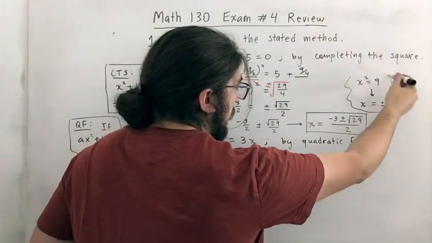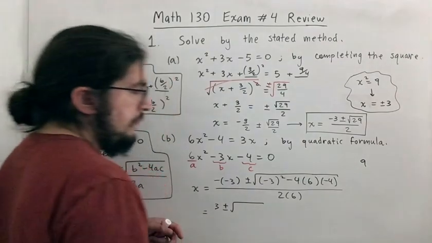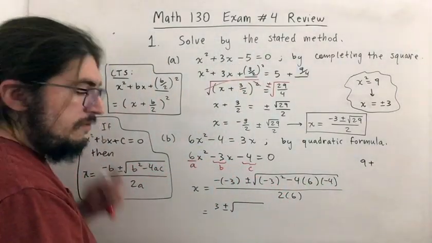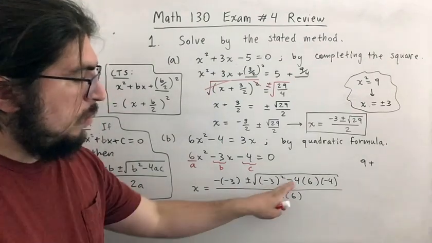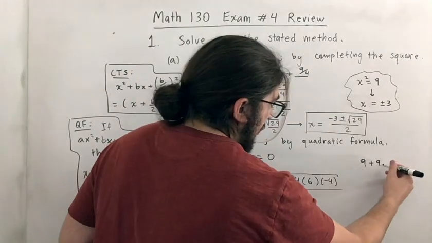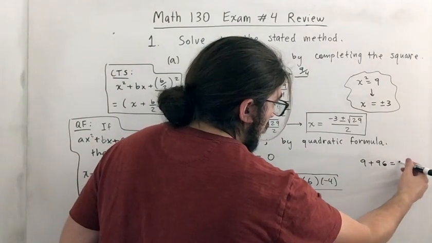This was a side note, by the way, so I'm just going to box that so it doesn't get in the way of the work. Double negative here is going to be positive, so that's kind of interesting. Okay, 4 times 6 is 24. 24 times 4, that's 96. Okay, and 96 added to 9 is actually 105.